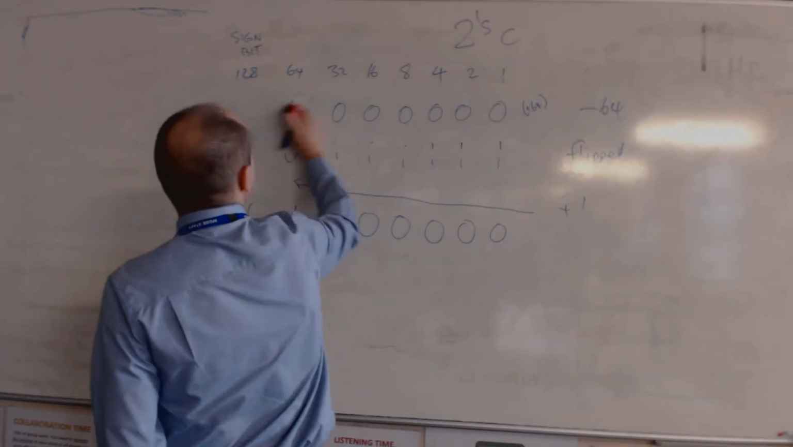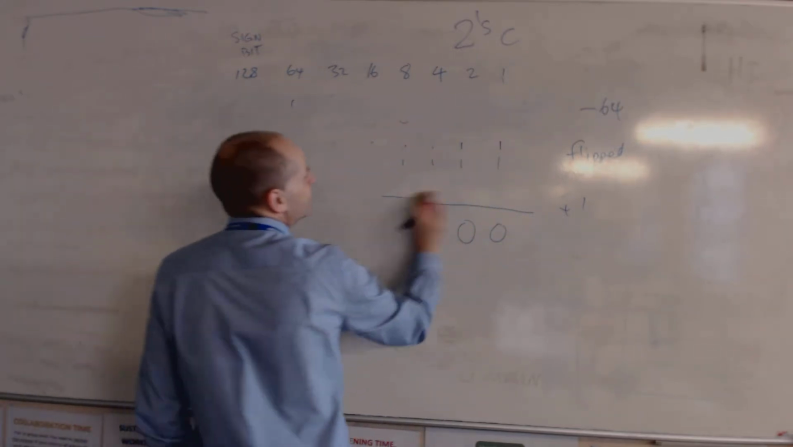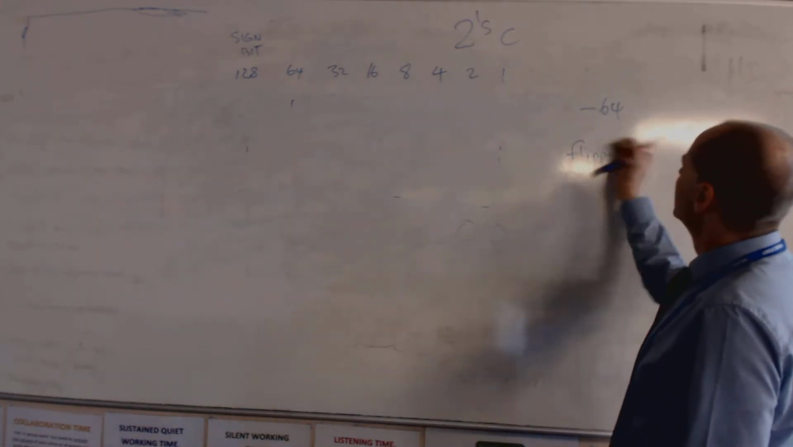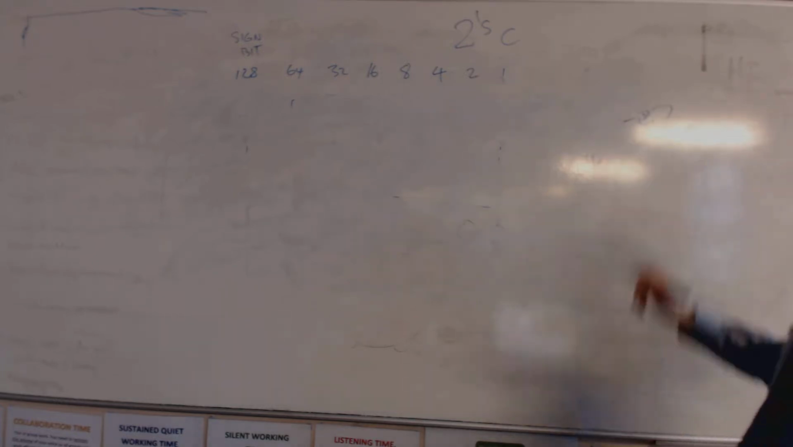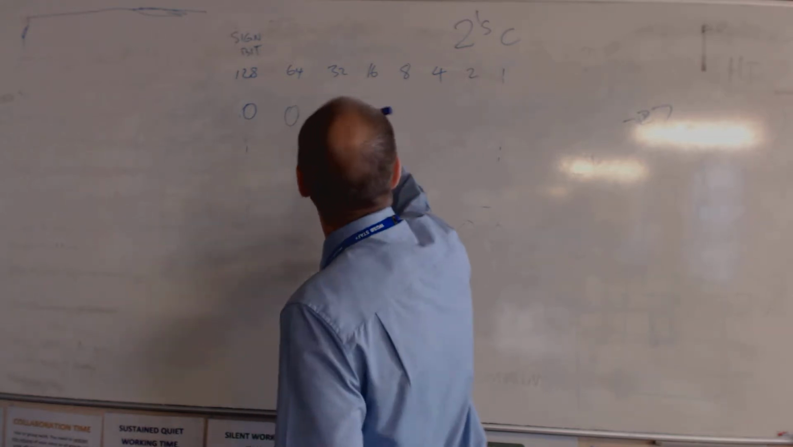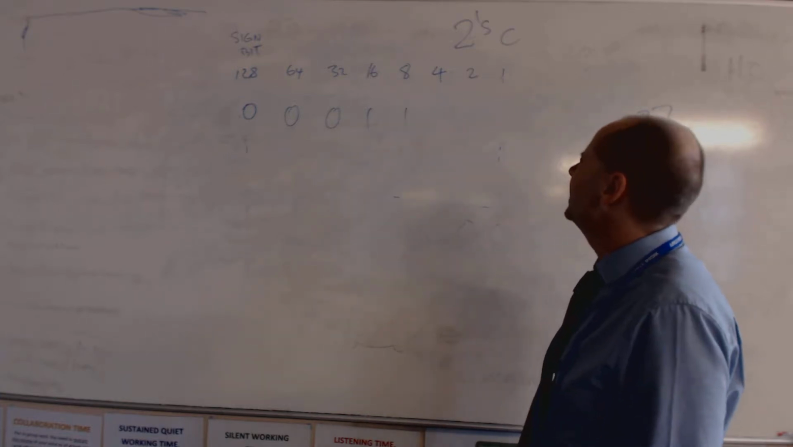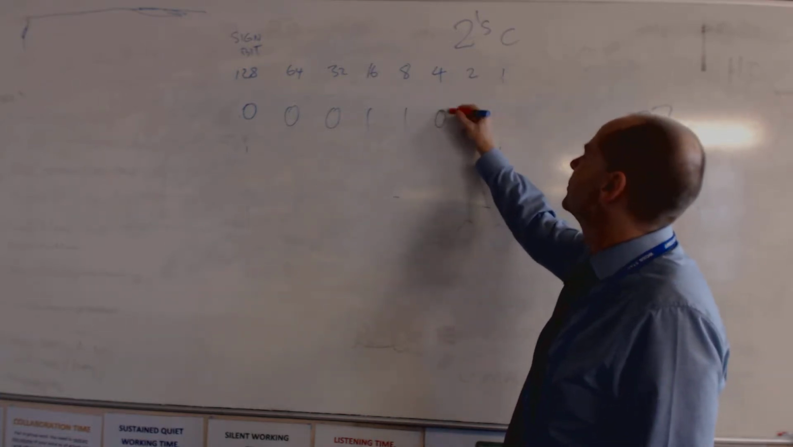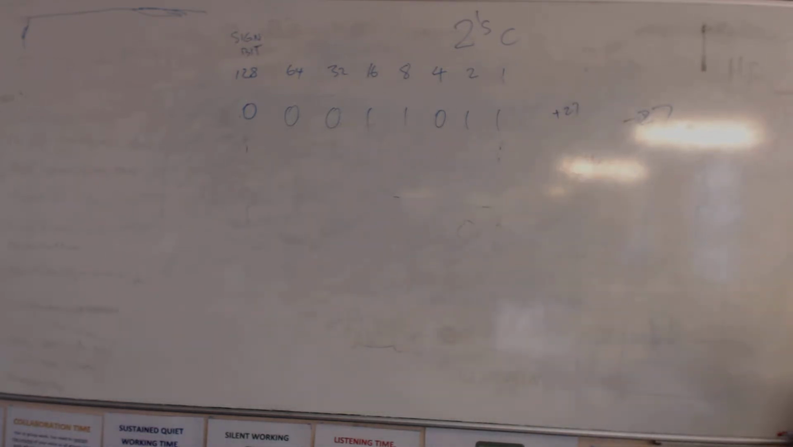Let's do a different number. Let's do something weird. Minus, I don't know, 27. Right, so I want to write down minus 27. I don't know what minus 27 looks like in 2's complement, but I know I can write down positive 27. So I'm going to write down positive 27. No, none of those, none of those. Can I have one of those? 11. That's 8. 8 from 11 leaves 3. So that is plus 27.